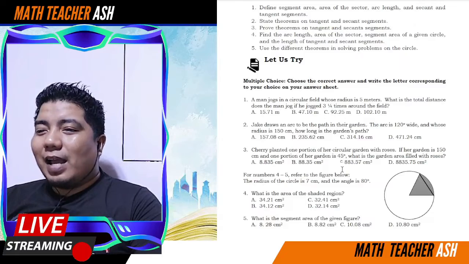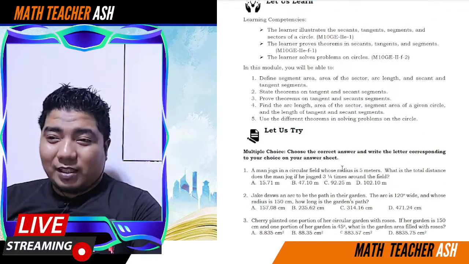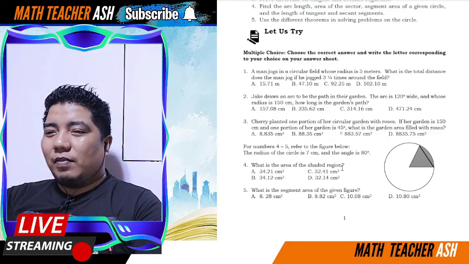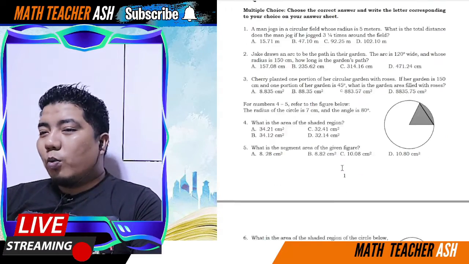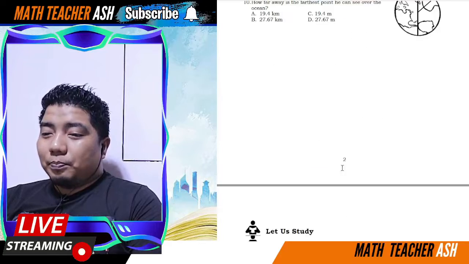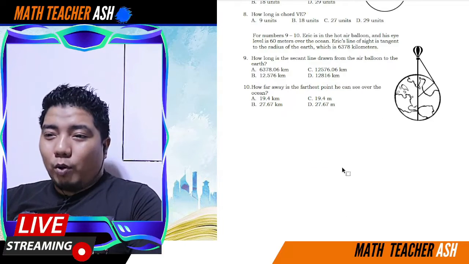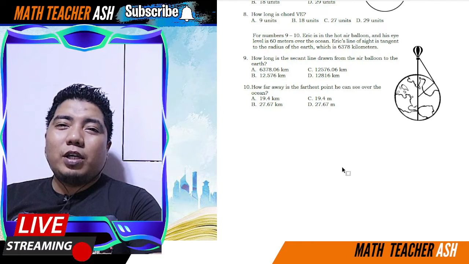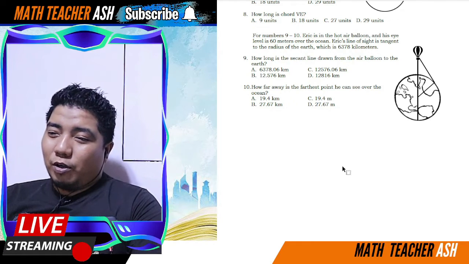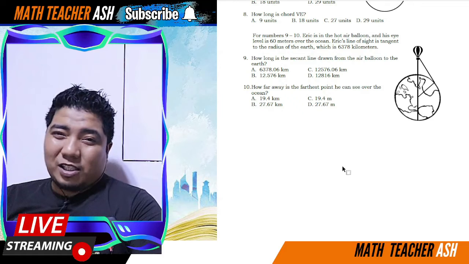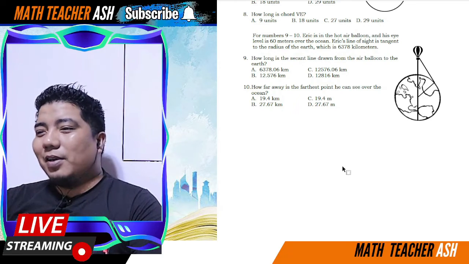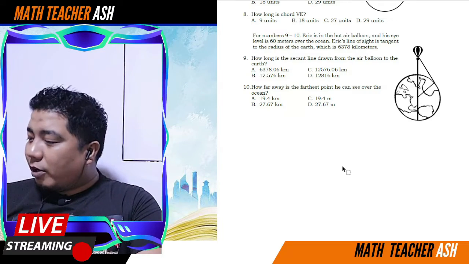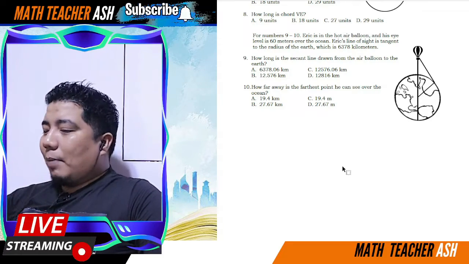After the objectives, we have the pretest, also known as the Let Us Try activity. These are multiple choice questions, hanggang 10. ABCD lang po ito, my dear math learners, and you just need to answer what you can. Because this is a pretest and it only tests whether you have prior knowledge about this topic.